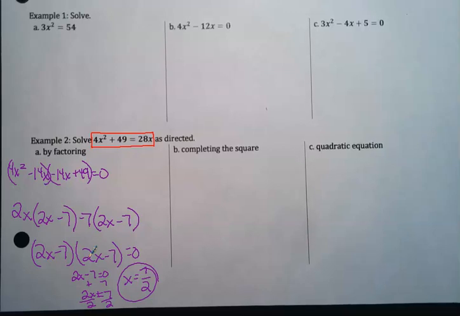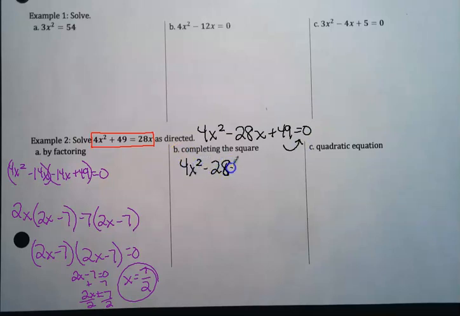Okay, if we do completing the square here, let me rewrite our equation correctly. So it's 4x squared minus 28x plus 49 equals 0. Okay, in completing the square, we need the 49 on this side. So we would have 4x squared minus 28x equals negative 49, if you recall. All right, then we're going to add, so we have 4x squared minus 28x, and then we add the b value, negative 28.